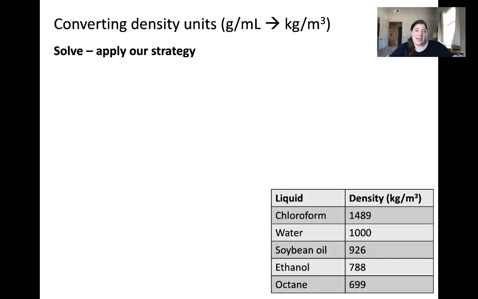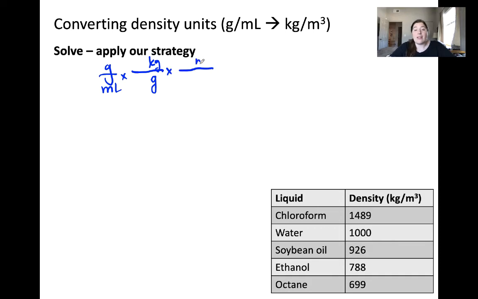Let's apply our strategy. I like to first write out the units because that helps me keep track of where they are and which units need to go in the numerator and denominator so that I don't get too lost later on. We're starting with grams per milliliter. Then we're first going to convert grams to kilograms. Grams goes in the denominator.